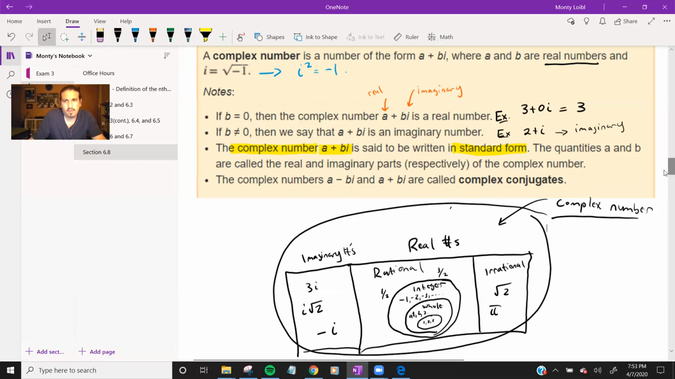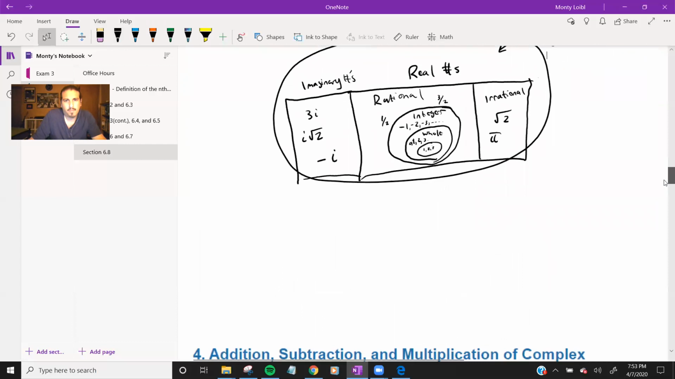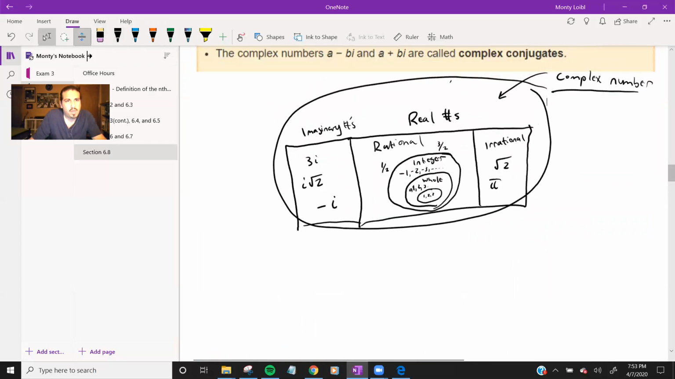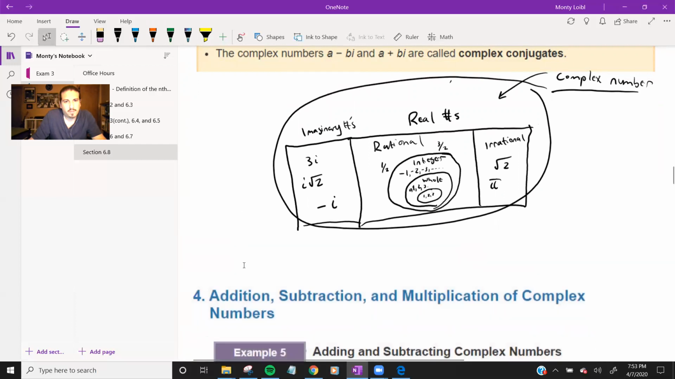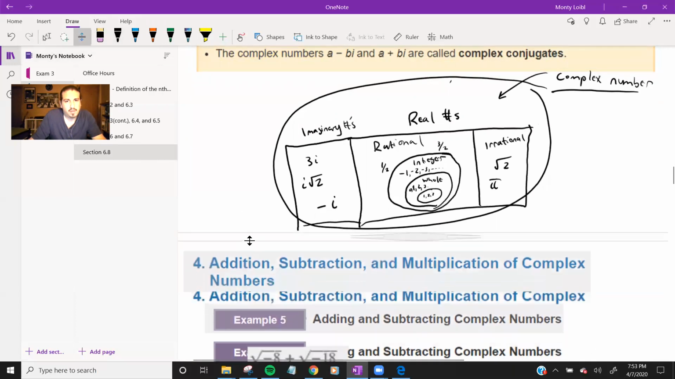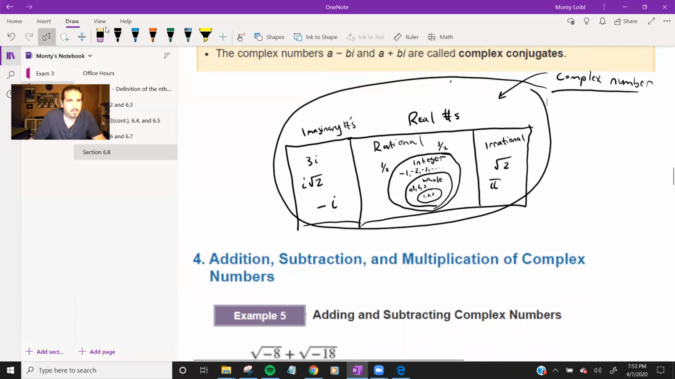Okay, so there's that little nice drawing. I'll move it to right here if you still want to copy it down. Okay, so now we're going to move on to the fourth section, which is adding and subtracting complex numbers. So we've just defined what a complex number is. Remember, just so we have the definition, a complex number is written in the form of a plus bi. There is the standard form for a complex number.